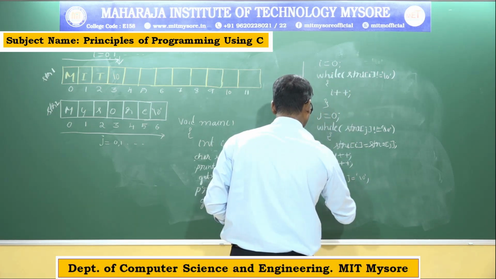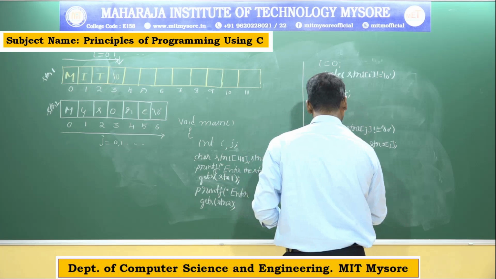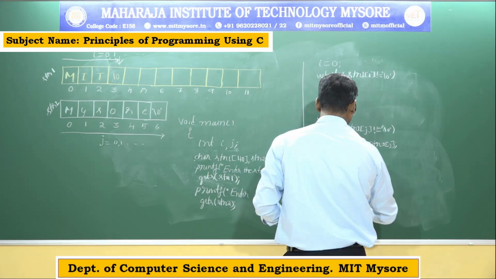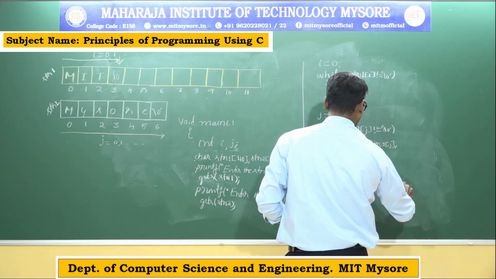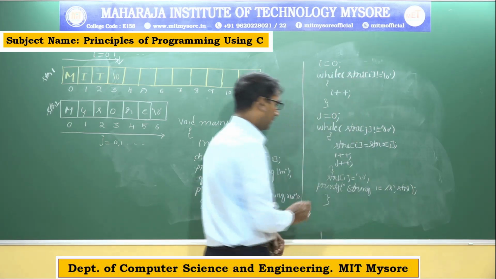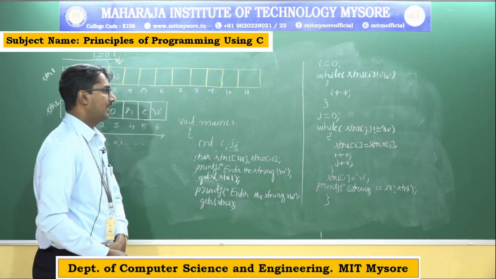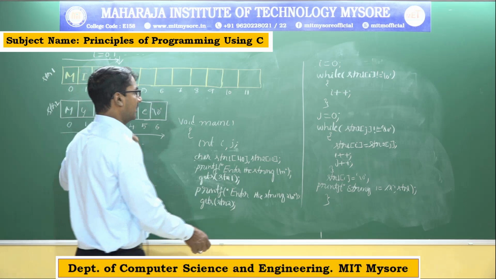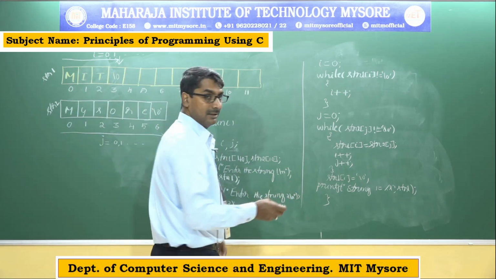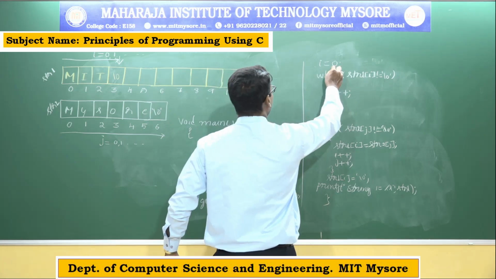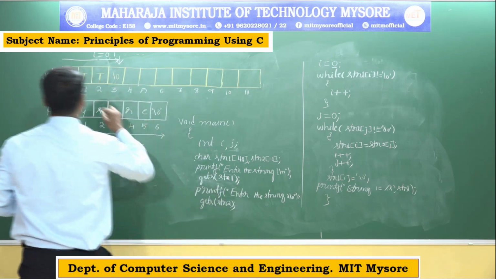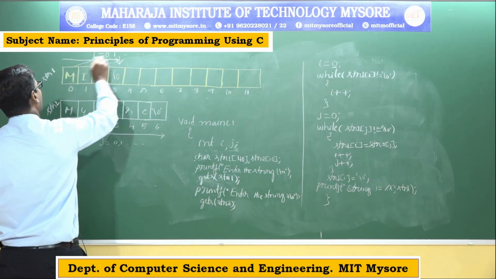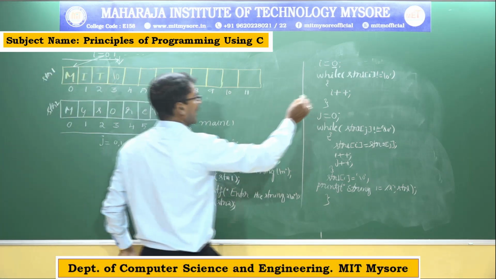printf("string 1 is equal to %s", str1). Okay, this is a program for performing string concatenation operation. Now see how this string concatenation operation works without using a built-in function. You observe here the value of i is equal to 0. So initially the value of i is equal to 0. When the i value is 0, first it will check the first element, that is m not equal to null.